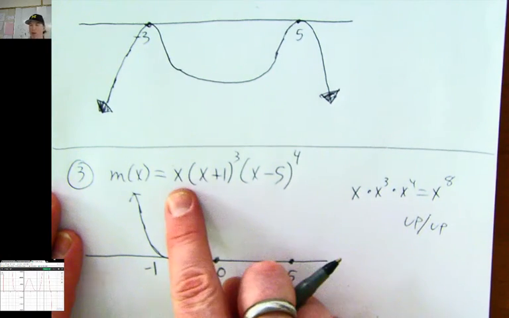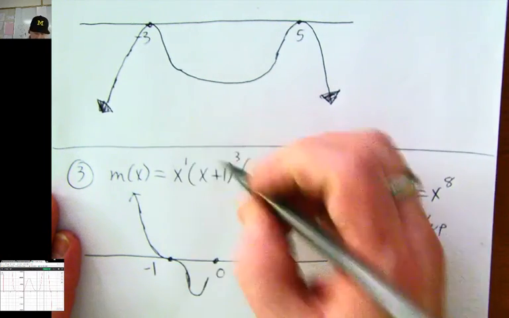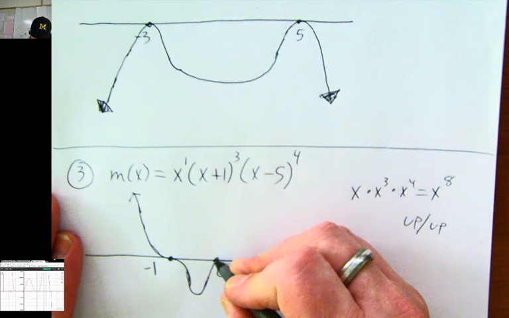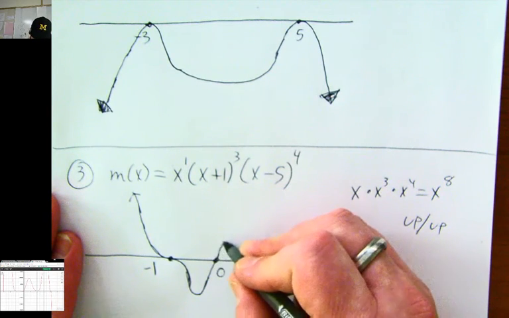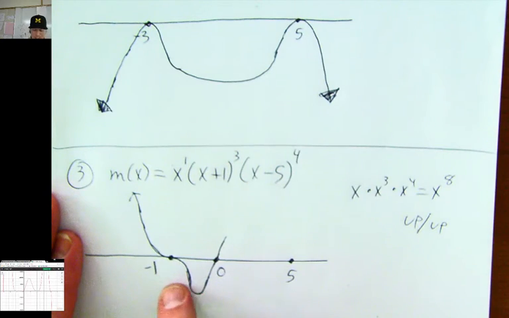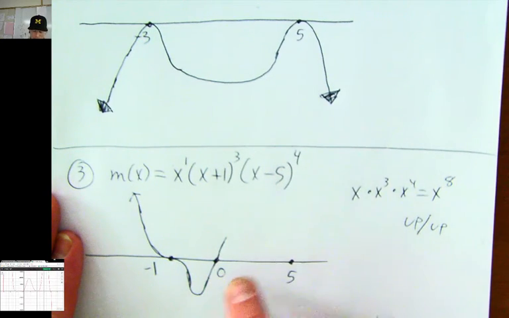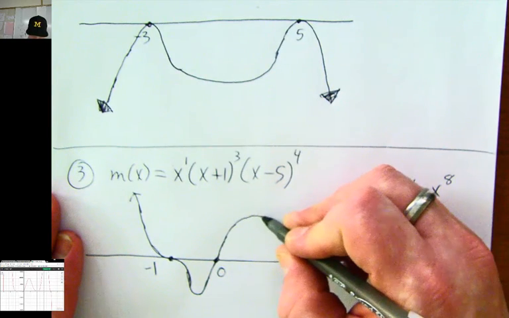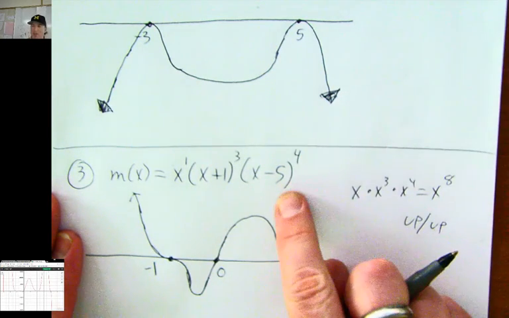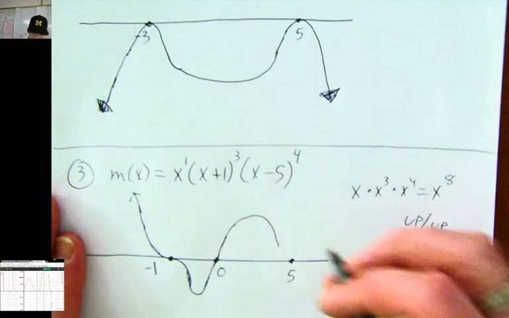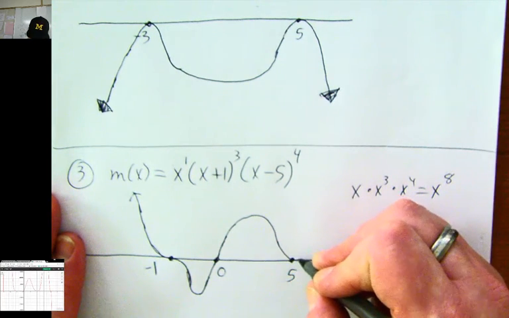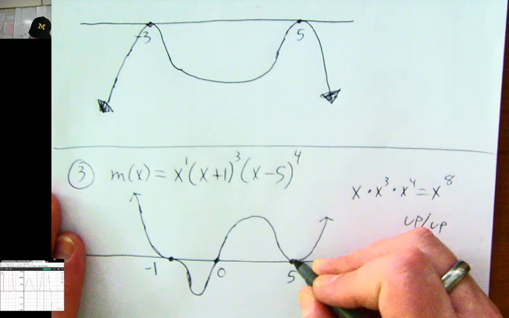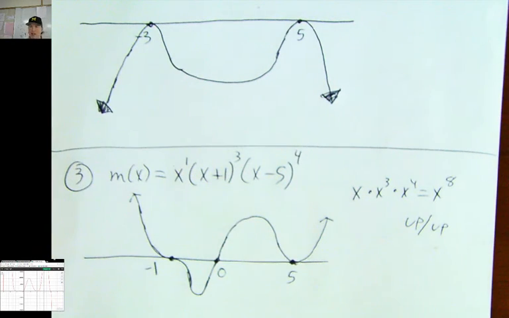At 0, this is an x to the 1, so it's going to pass straight through at 0, not doing the slow down, speed up thing like we did with the 3rd power. Then it's going to turn around somewhere in between 0 and 5 and head down towards this new x-intercept. This x minus 5 is to the 4th power, meaning it is going to bounce off the graph, head on up, and that's it. What a nice looking graph. Elliot likey. All right.